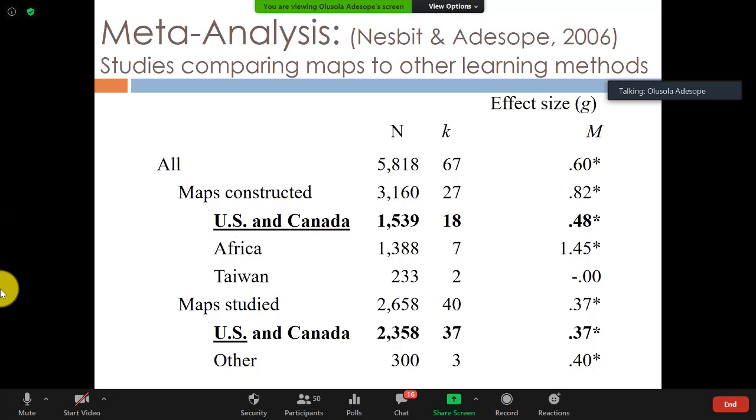And the 2006 meta-analysis, as you can see, when people construct concept maps in Africa, we had an overall weighted mean effect size of 1.45. And by the way, if you use Jacob Cohen's rule, when an effect size starts reaching about 0.7, 0.8, that's pretty large. In Africa, we have 1.45, and most of those were conducted by our distinguished professor, Kolawole. This is powerful for Africa.